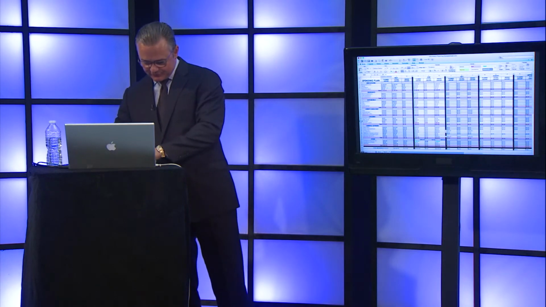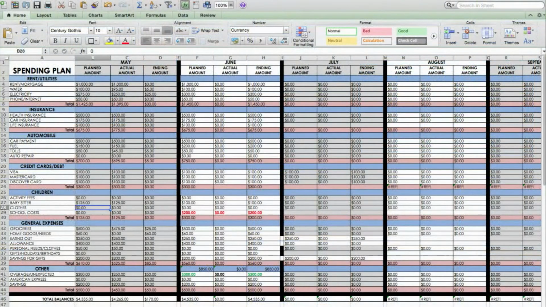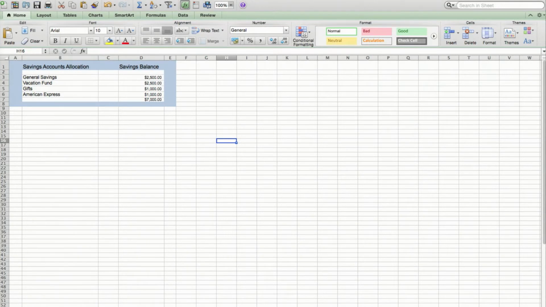So let's go over here to the second sheet, and this comes with the spreadsheet. In this savings account, I have $7,000, and I'm going to explain what all this means here in a minute. I have general savings, vacation fund, gifts, and American Express. So basically what I would do, if let's say that I had $800 in gifts and I put $200 in it, then I would raise it to $1,000. So I know that I see $7,000 inside of my savings account, but this keeps it allocated and this keeps it straight as to what makes up that $7,000.